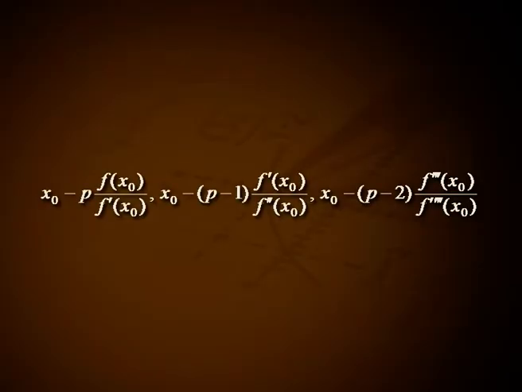Hence, the expressions x0 minus p into f of x0 by f dash of x0, x0 minus (p minus 1) into f dash of x0 divided by f double dash of x0, x0 minus (p minus 2) into f triple dash of x0 by f 4 dash of x0 must have the same value if there is a root with multiplicity p, provided that the initial approximation x0 is chosen sufficiently close to the root.